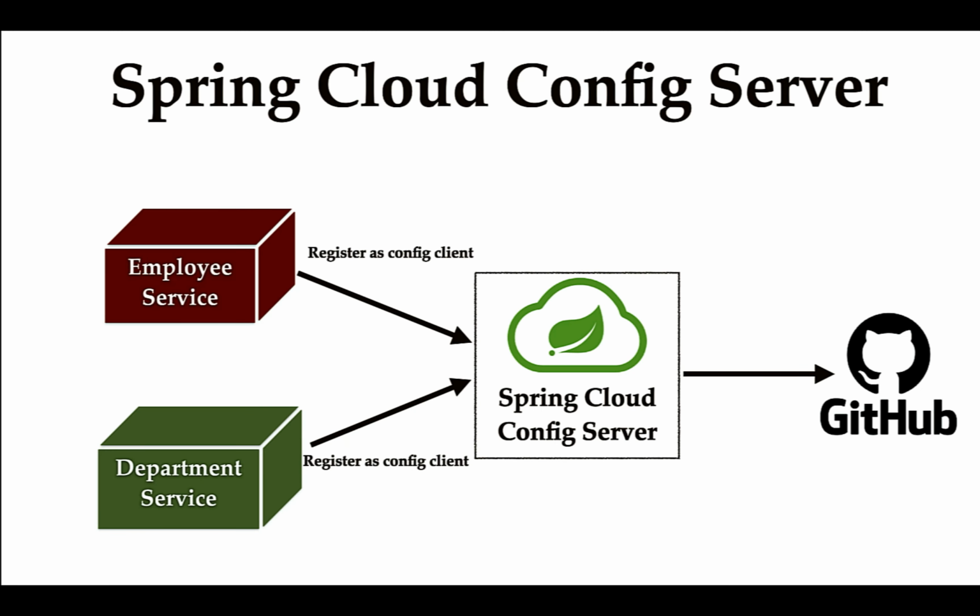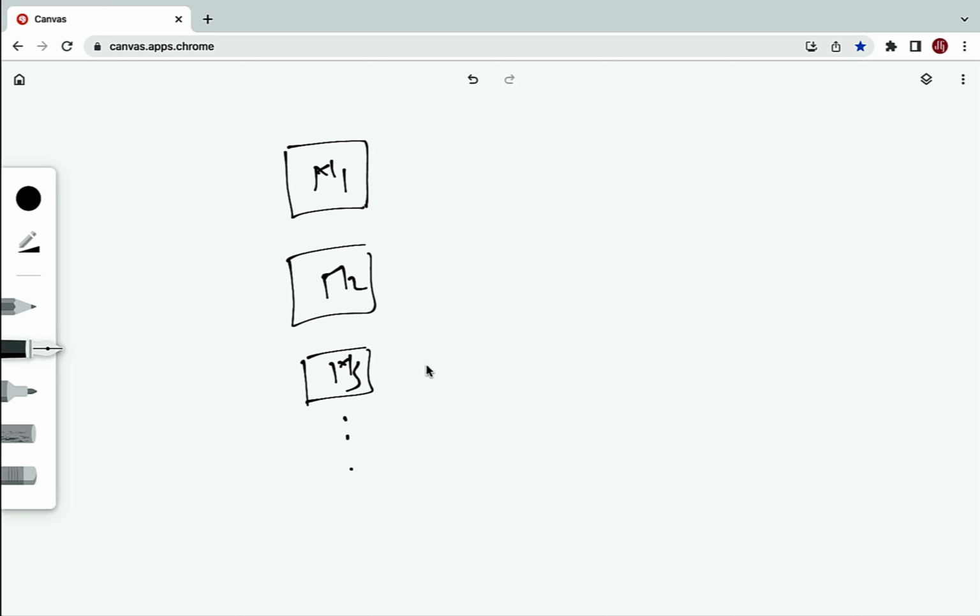Well, let's first understand what problem Spring Cloud Config Server solves. Consider that in our microservices project, we have multiple microservices, for example, microservice 1, microservice 2, microservice 3 and so on. In order to scale our microservices project, we basically start multiple instances of each microservice. For example, let's say we want to scale microservice 1, then we will start multiple instances of microservice 1, for example, instance 1, instance 2 and so on.